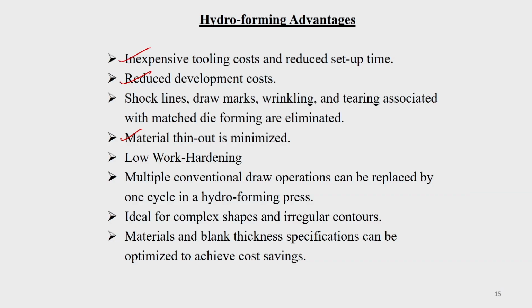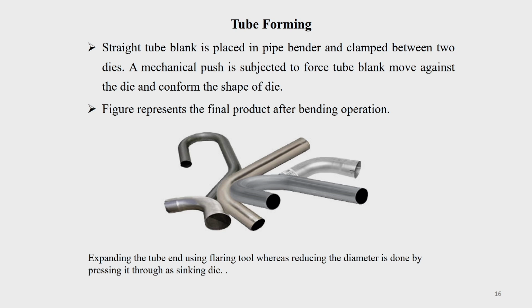And this is ideal for complex blank shapes and irregular contours. This is the answer to that. Other shapes become very difficult. By other methods it may not be possible, but by hydroforming you can have complex shapes and irregular contours also. And the materials and the blank thickness specification can be optimized to achieve cost saving. So, these are some of the advantages.